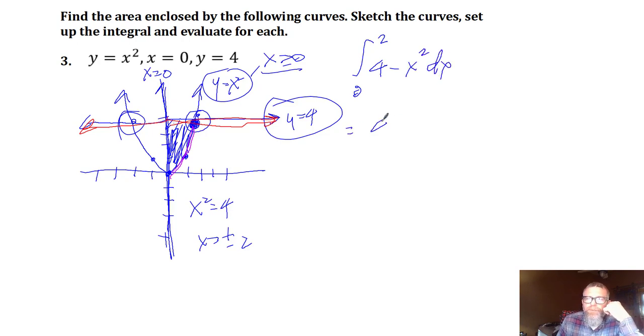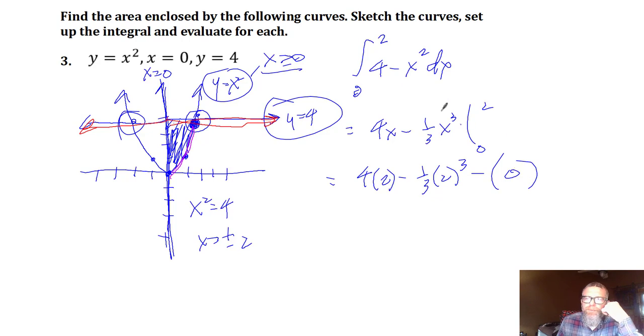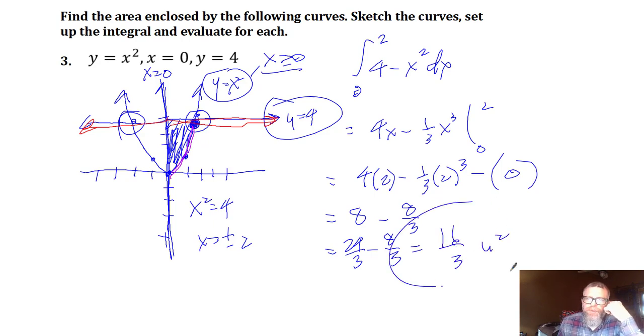So the antiderivative would be 4x minus 1/3 x cubed, and we're going from 0 to 2. So it's going to be 4 times 2 minus 1/3 times 2 cubed. Once again, there's an x in every term, so when you plug in 0, you just get 0. 8 minus 2 cubed is 8, times 1/3 is 8/3. So 24/3 with a common denominator, minus 8/3 equals 16/3 units squared.